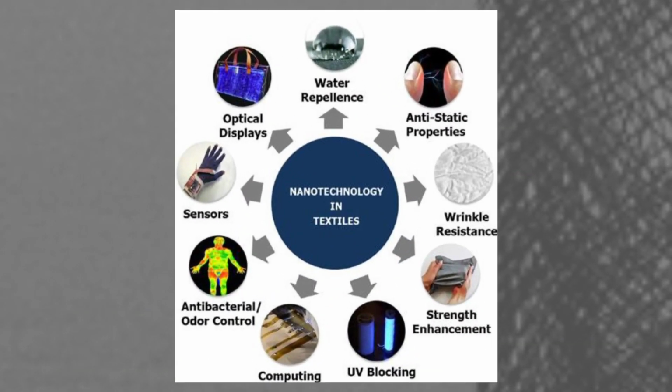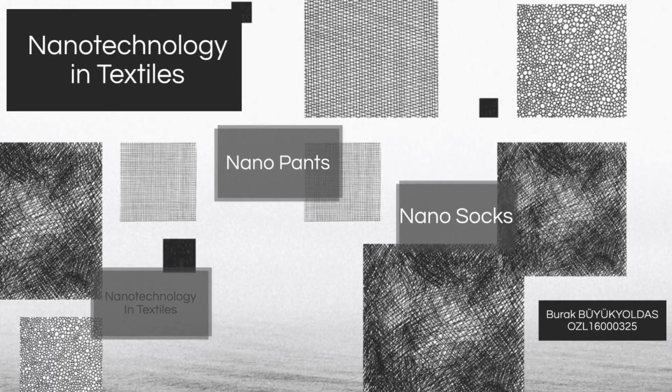After applying nanotechnology in the textile, there are changes in fabrics and new features for fabrics. First, water repellence, anti-static properties, wrinkle resistance, strength enhancement, ultraviolet blocking, computing, antibacterial, odor control, sensors, and optical display. Let's look at the nanopants.